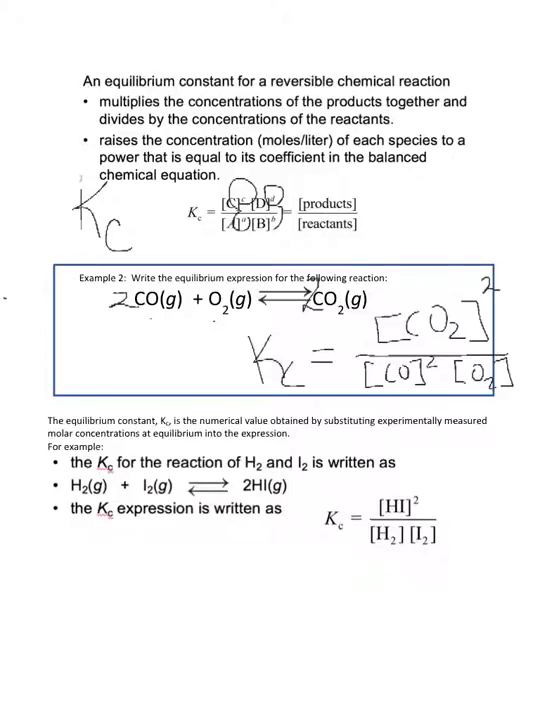Let's look at another one. The Kc for the reaction of hydrogen gas and iodine gas is written as follows. H2 gas, 1 mole, plus 1 mole of I2 gas gives 2 mole of HI gas. We saw this particular reaction in a previous slide. So the Kc for this is the concentration of HI, which is written in square brackets, [HI] squared divided by [H2] times [I2].